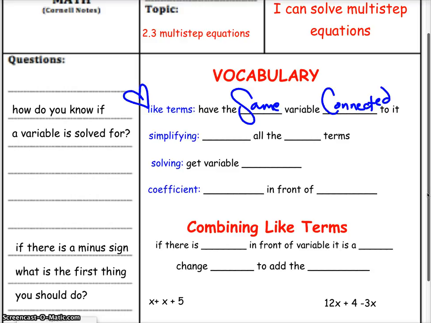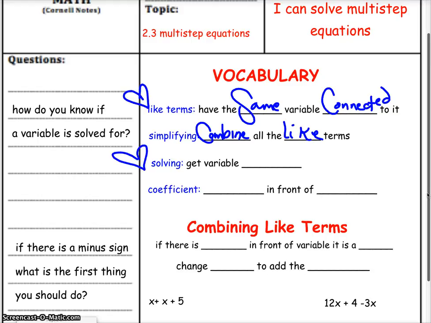When I say the word simplify, the next vocab word, simplify just means combine all the like terms. And that's really what you're doing when you're solving an equation. You're simplifying it. You're combining as many like terms as you can. Ooh, this is a big one.